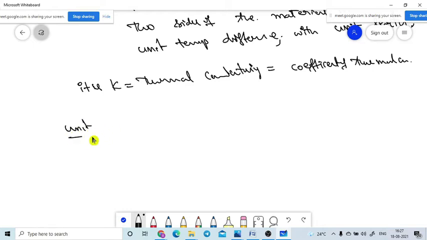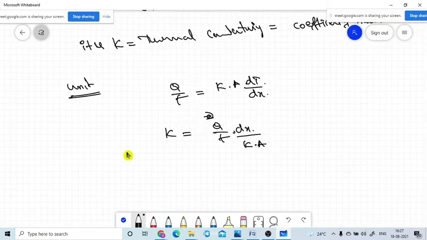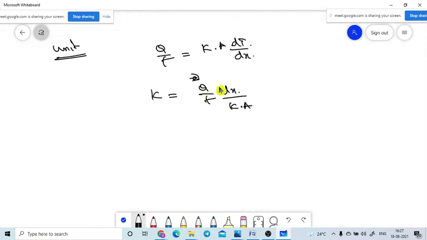Now we will concentrate on the units of the thermal conductivity of the material. Units means we need to bring the basic formula: Q by T is equal to K into A into dt divided by dx, which is nothing but length. So K is equal to, sending all terms to this side because our goal is to find the units, Q by T into dx divided by K into A.